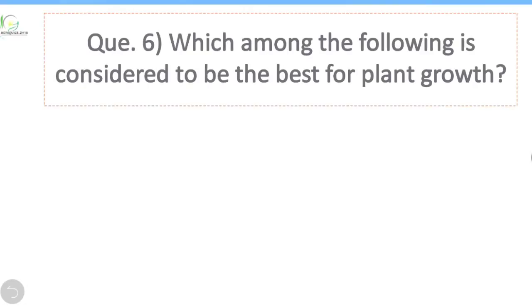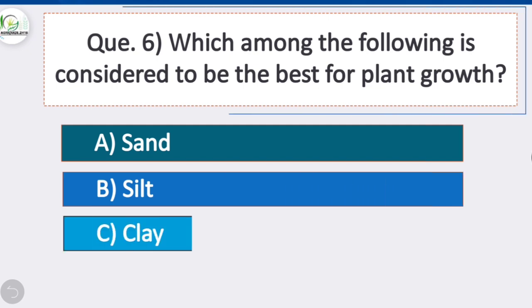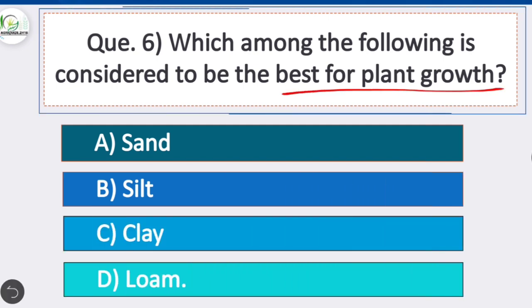Question number 6. Which among the following is considered to be best for plant growth? Option D is correct, loam. The best soil for most of the plants for optimum growth is a rich sandy loam. Loam is an even mixture of 3 main types of soil. If it is mixed with compost, the richer the soil will be. Depending on how compact your soil is, peat moss and sand is added.